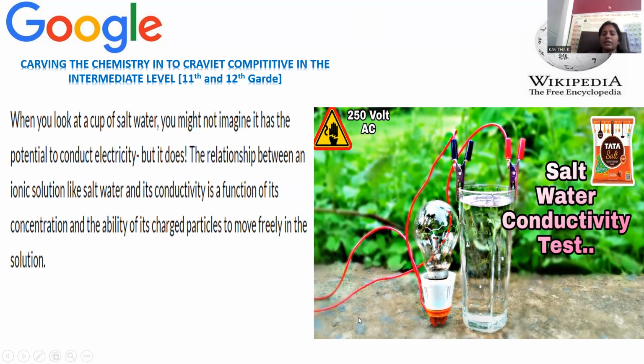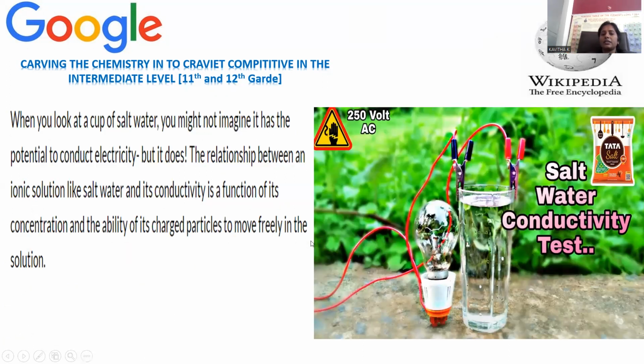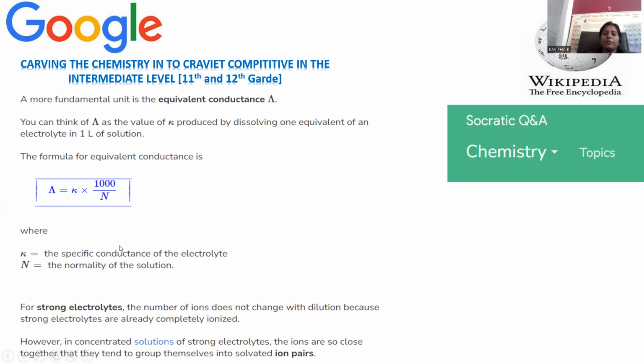This is the case we can clearly see in option A, right? For a strong electrolyte, as the concentration increases, conductivity also increases. This is the case with the conductance of the given solution. So move on to option B. Option B, they are saying about equivalent conductance.